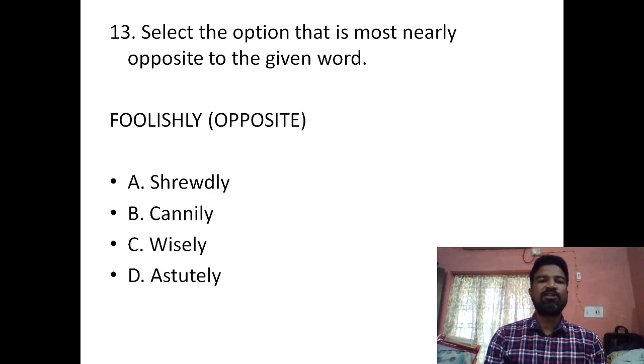Select the option that is most nearly opposite to the given word. Foolishly, opposite. Options: shrewdly, cannily, wisely, astutely.